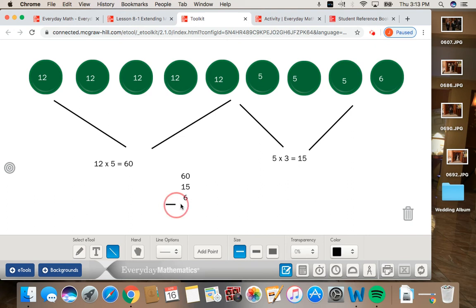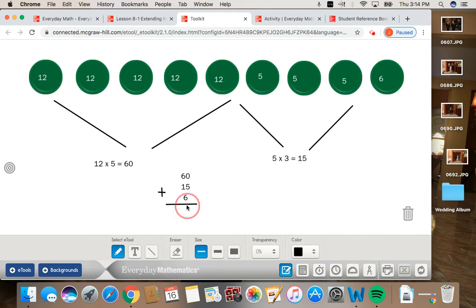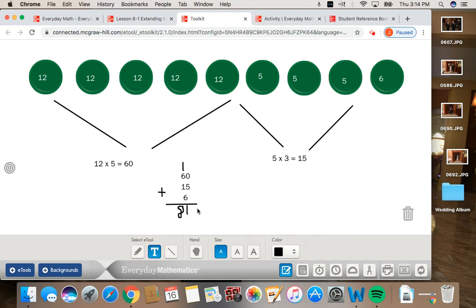And I'm going to add this up. Sorry, my 6 is not exactly where it belongs in my ones place. 6 plus 5 equals 11. I'm going to regroup my 1. And I have 7 plus 1, which equals 8. So that means I have a total of 81 chairs.